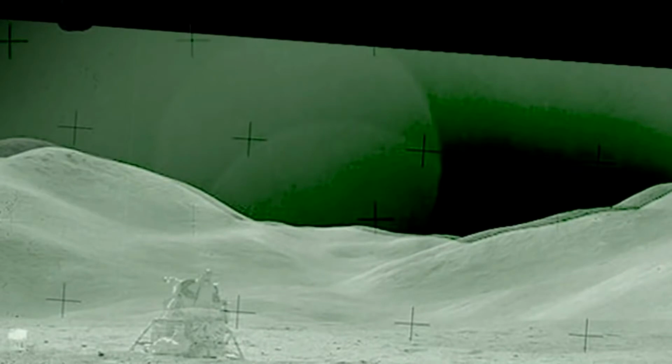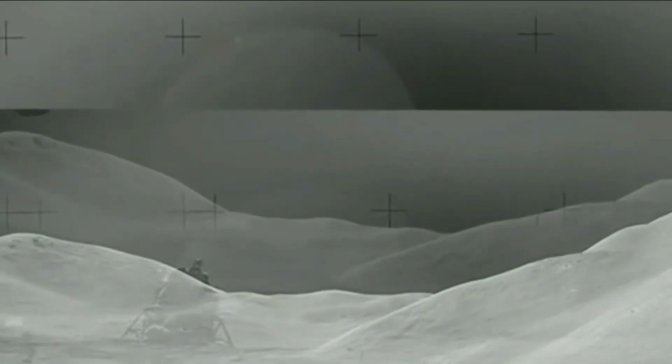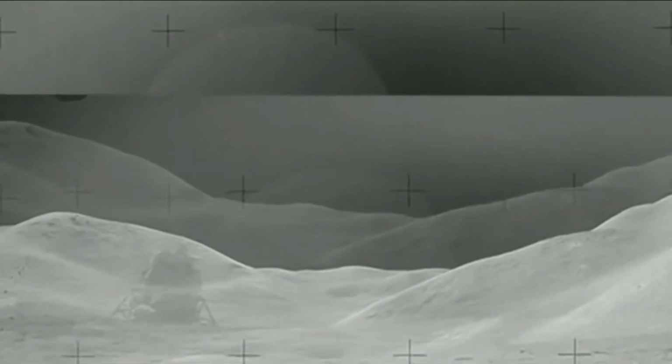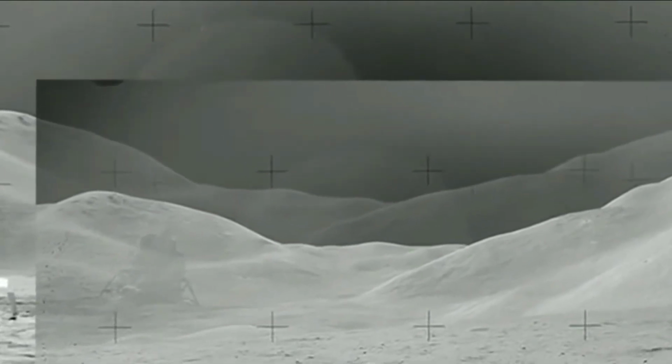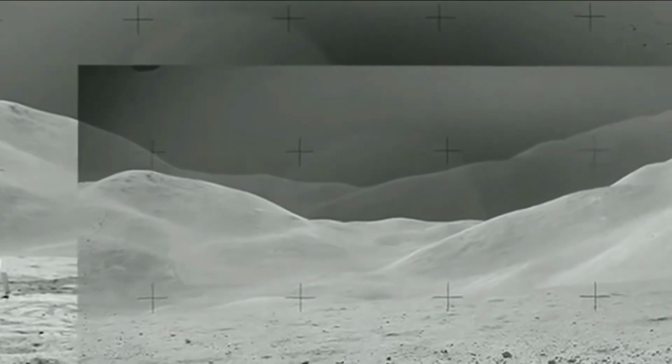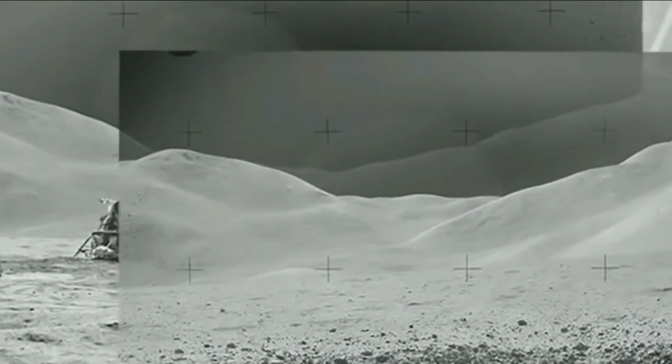Since the lunar module cannot be moved, it lands and then takes off from the same location. The evidence shows, without a shadow of a doubt, that the same backdrop was used. That is, a backdrop on a film stage.